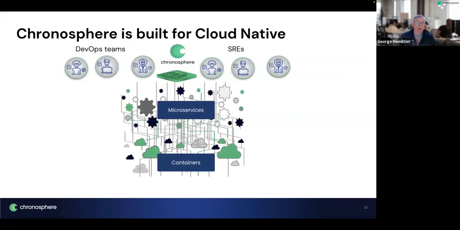And so, wrapping up, Chronosphere is built and designed for the unique reliability requirements that you need in a cloud native infrastructure. It's designed so that DevOps teams, SREs, all your developers, and platform engineers can get the right data in the right context, and it's optimized to run and support a complex, interrelated microservices architecture running on a large fleet of containers.